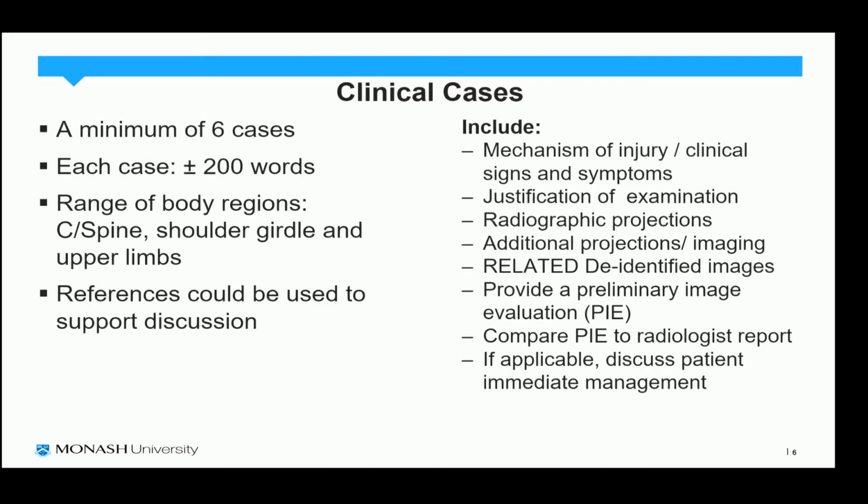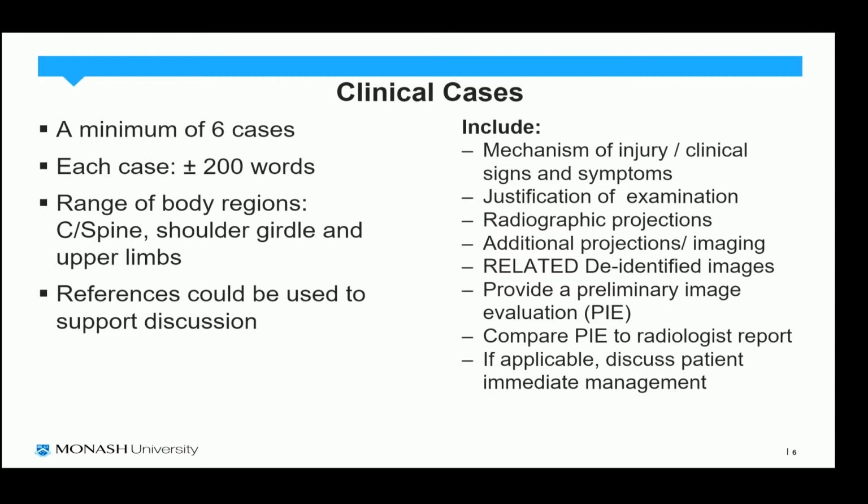As mentioned, there needs to be 6 cases. Each case should have a word limit of about 200, so that will make up 1,200 words in total. You need to include a range of body regions related to the cervical spine, the shoulder, and the upper limbs. You can use references to support your discussion.